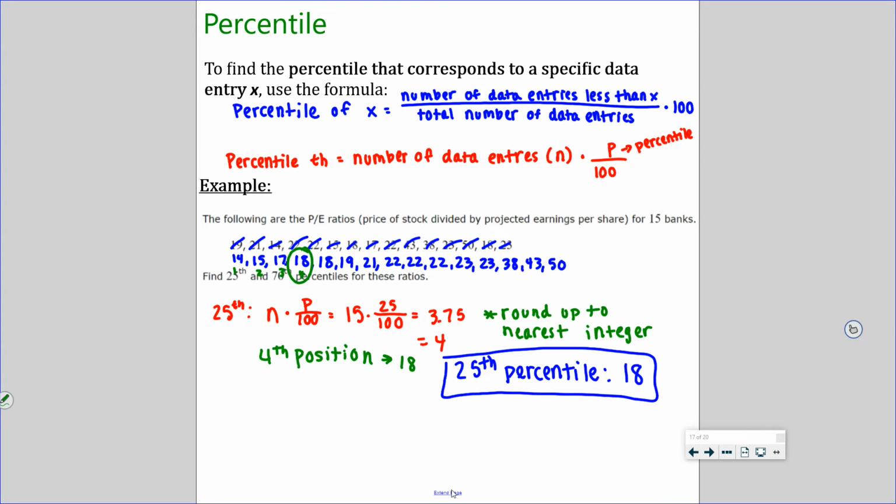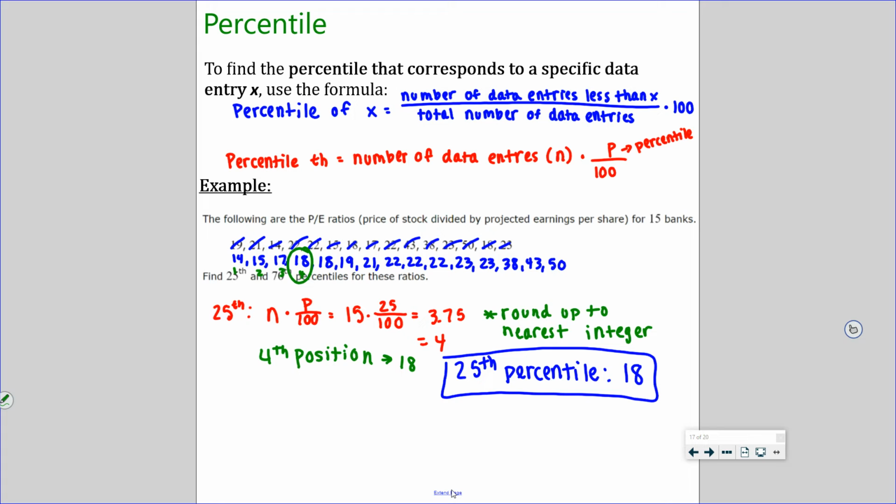Okay, so think about why this formula makes sense. If I want to figure out the 25th percentile, that's obviously a 4th of 100%, right? So that's what I'm calculating there. A 4th of my 15 data entries would be about 4. So 4 numbers in, 18. That would tell me 25% of the banks have this ratio of 18 or less. Okay, that's what percentile means.